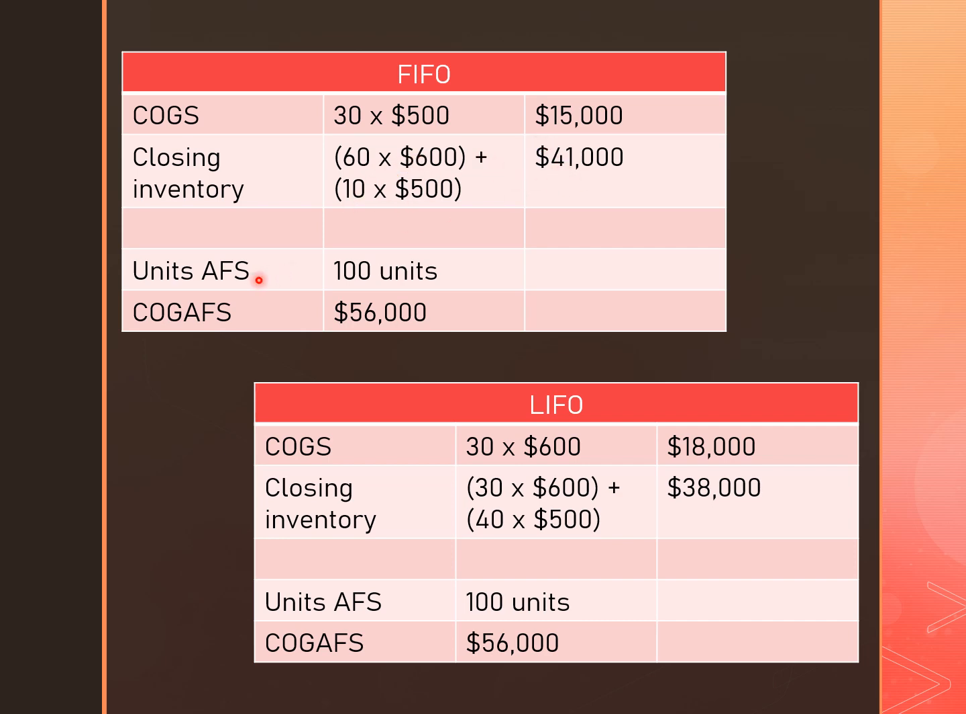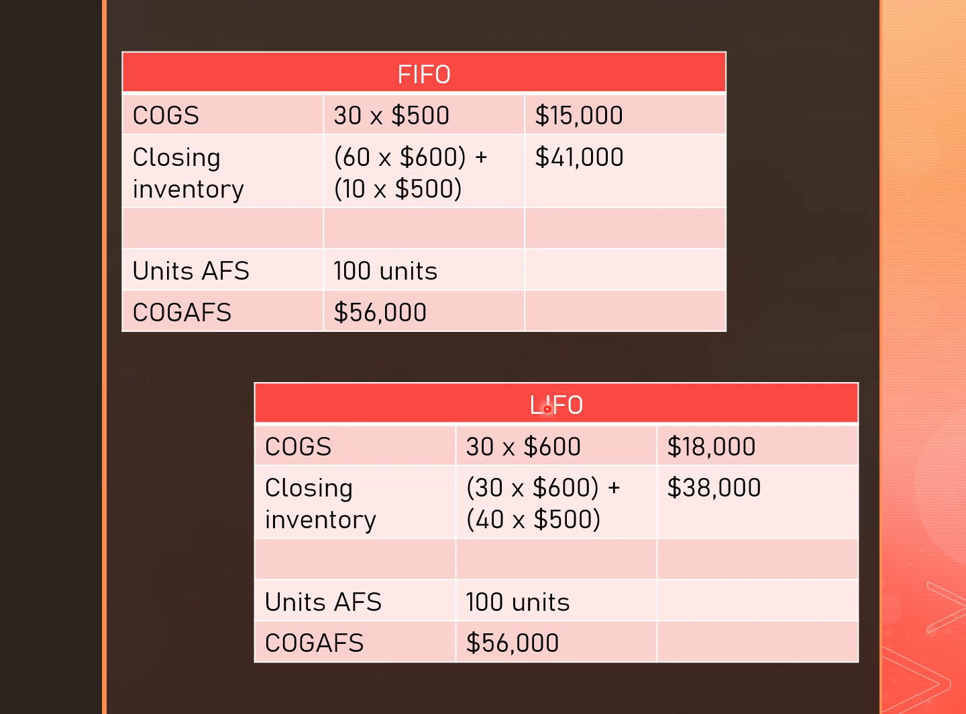Okay, so unit available for sale 100 yang tadi. COGAFS, cost of goods available for sale adalah 56. Masih lagi 56. If you add these two, faham tak? 15 campur 41 masih lagi 56. Unit dia masih lagi ada 100, 30, 60, 10, 100. Ni kalau guna FIFO, bezanya dekat harga dekat sini.